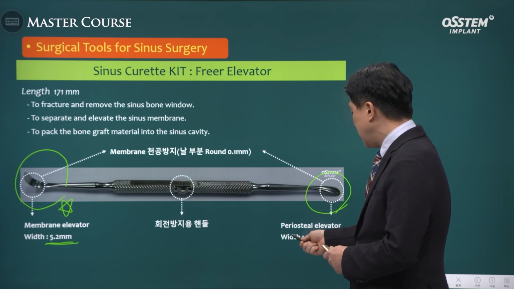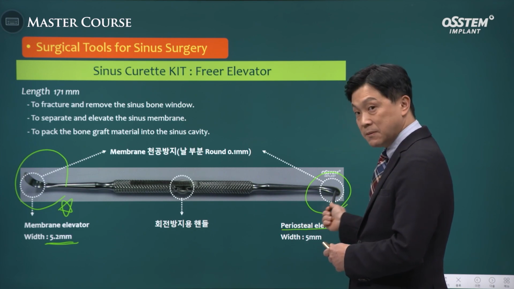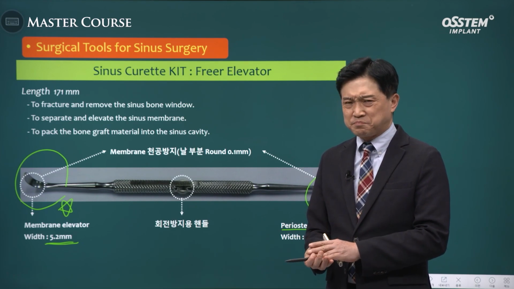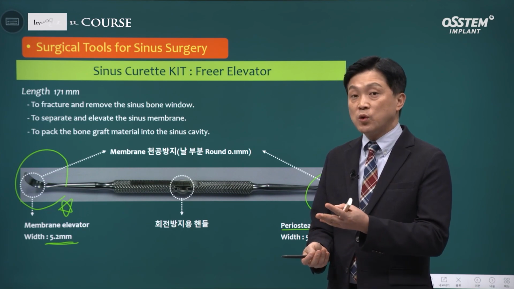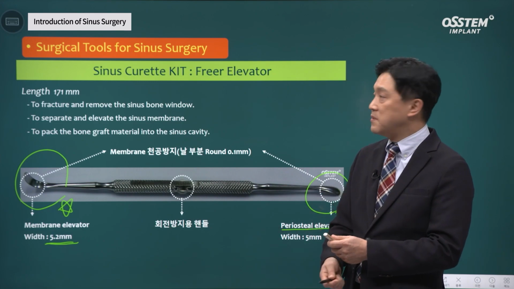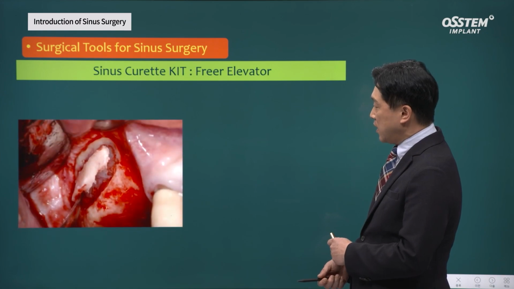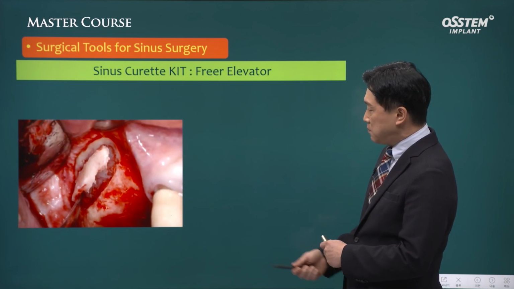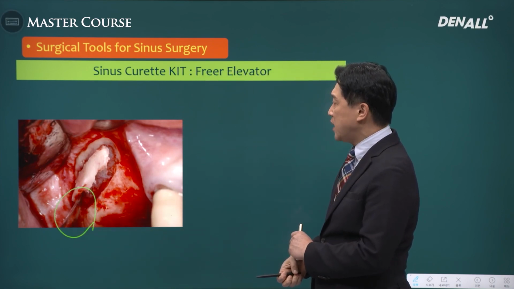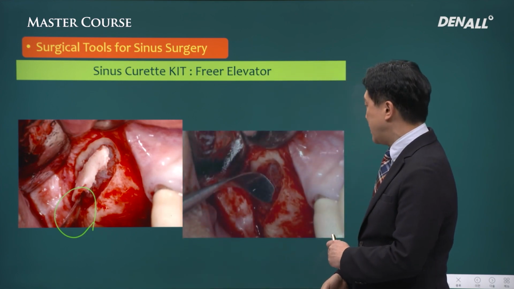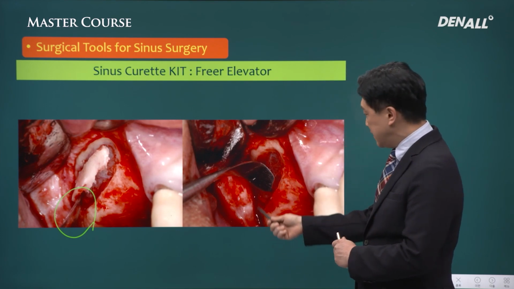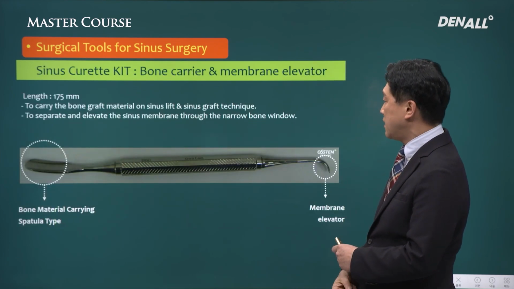This is periosteal elevator part. It's flat. I personally use this when I pack in the graft material. I use it when I pack the bone graft material in. This is the flat end. Using the periosteal elevator, out fracture is performed. Curved end is used to push the membrane. I detach the membrane.